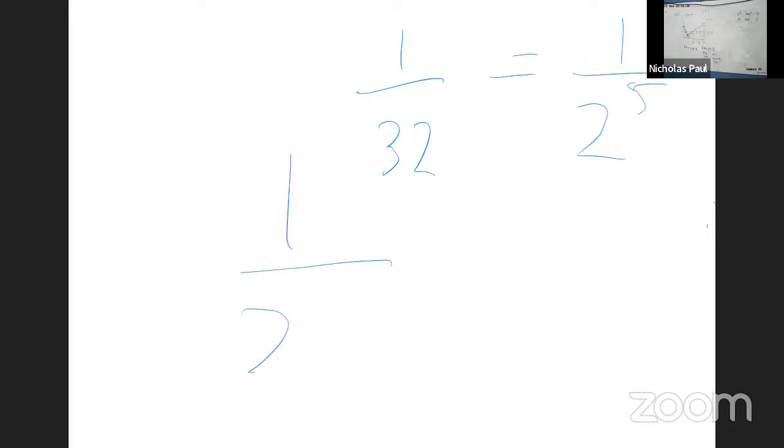All right, let's say the fraction is 1/32. How many half-lives went? 1/32 is how many half-lives? 5. So that'll be 1/2 to the power of 5, which is 5 half-lives. So the formula is 1/2 to the power of n. That will give you the fraction left after n half-lives.